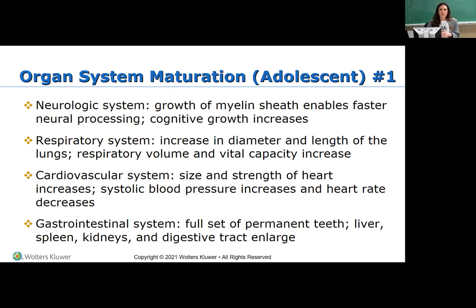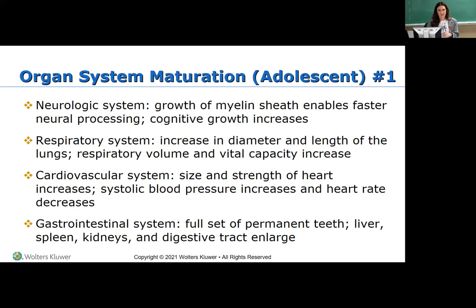There's been a lot of just unannounced deaths that have occurred of cardiovascular things that have been missed. So it's super important that we pay attention to those things, even though they're adolescents and we don't expect them to have any heart trouble.